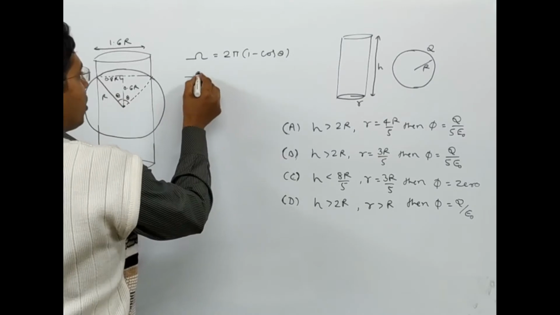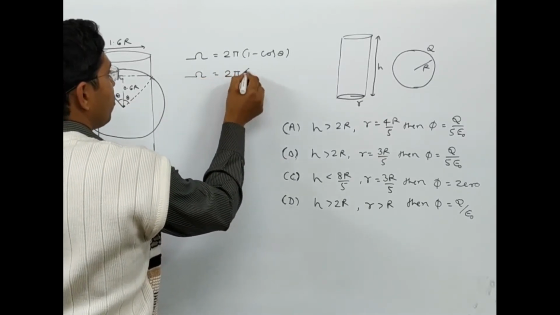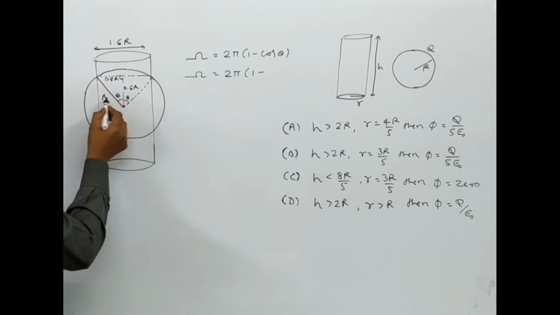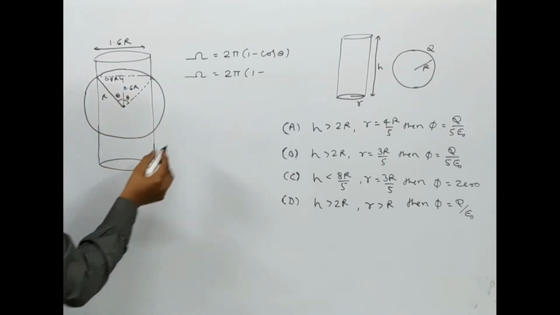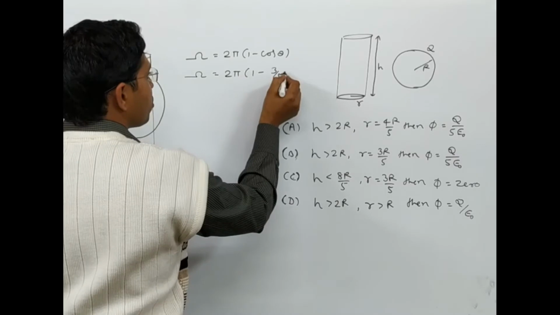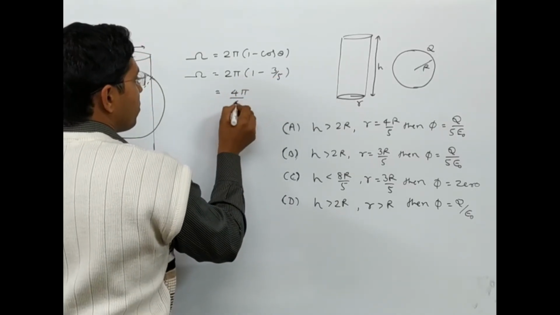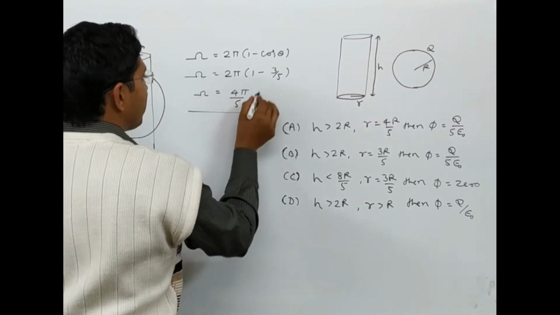So sigma will be equal to 2 pi (1 minus cos theta). Now what will be cos theta in this case? Cos theta will be 0.6r upon r, meaning 6 by 10, meaning 3 by 5. So this is 1 minus 3 by 5. How much is this going to become? This will be 4 pi by 5, which is the solid angle.